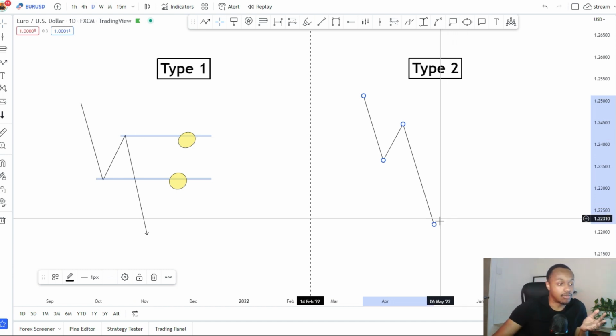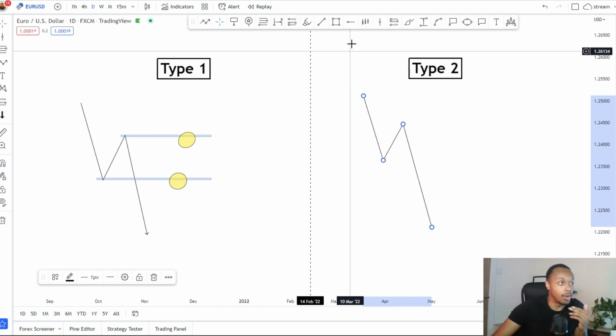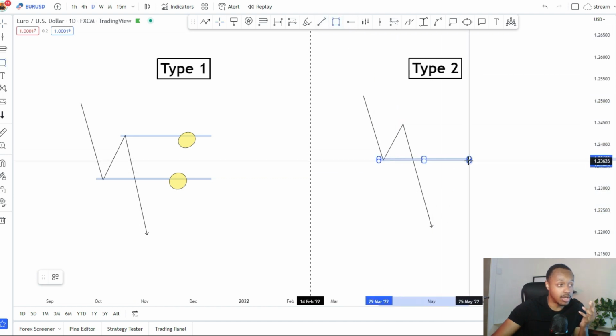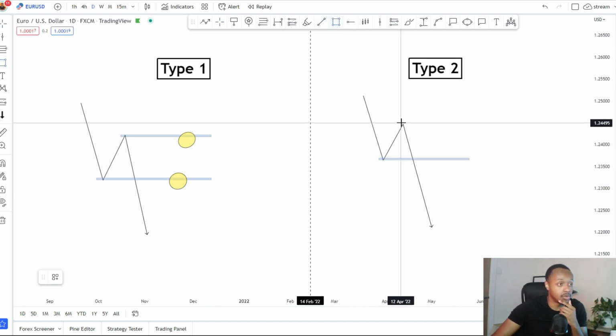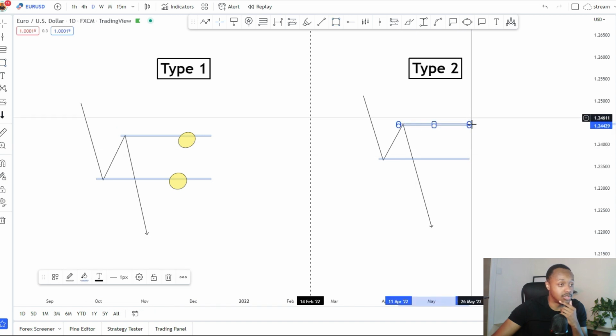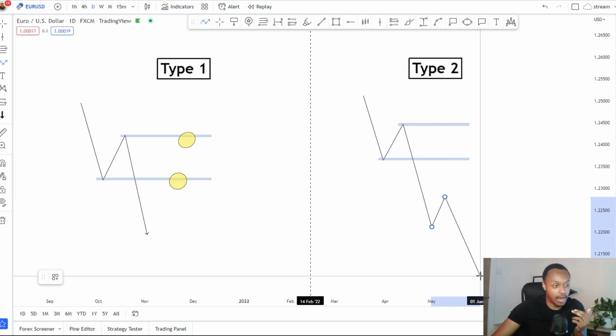And in this case scenario, we might not see the market pull all the way back to our key levels of interest, like in Type 1. So we might not see the market pull back to one of these two areas to get those shorts, and we might end up missing the trade if the market pulls back and then continues.